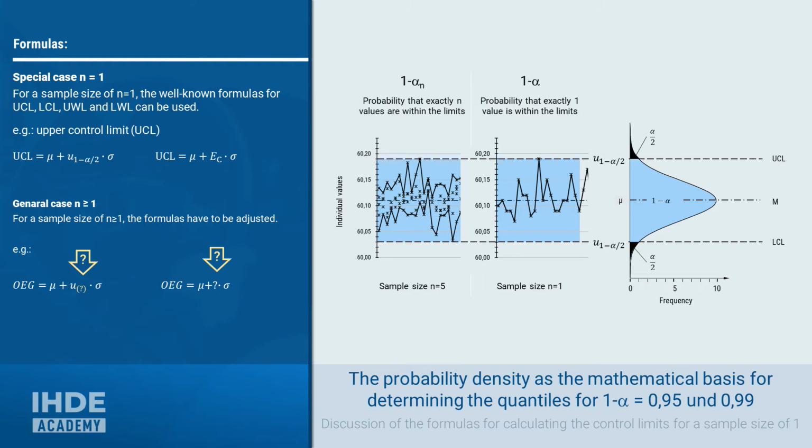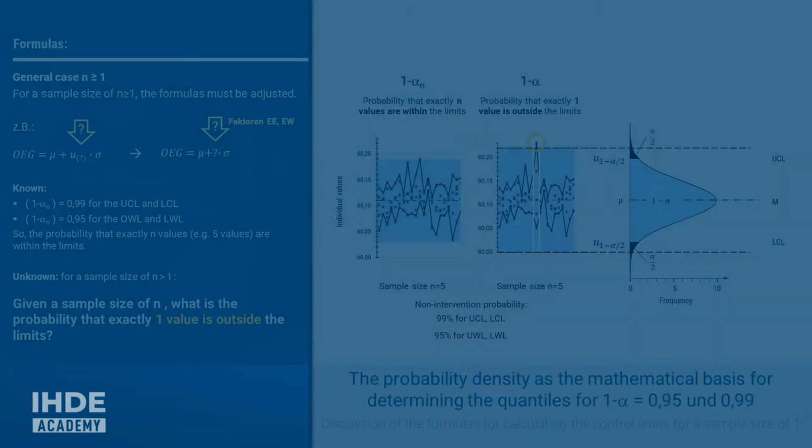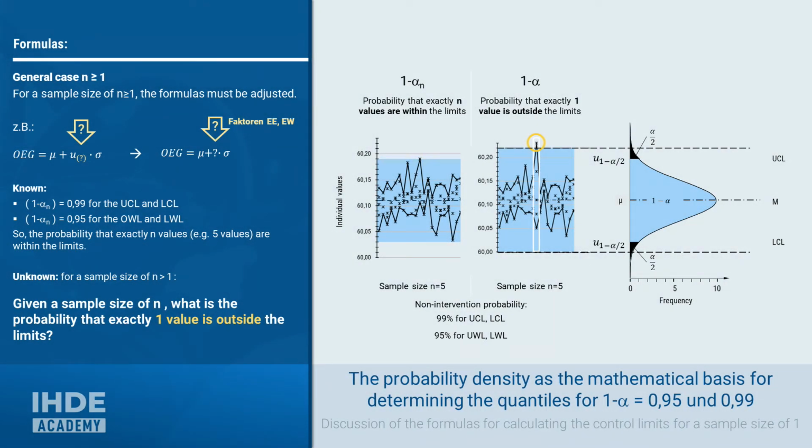However, the question arises as to how large the quantile U or the factor EC is. These depend on the sample size itself if the non-interference probability is fixed. To make it a bit clearer, where the non-interference probability is found in the formula. The expression 1 minus alpha n given on the left in brackets stands for the non-interference probability. For example, 99 or 95%. The small n in alpha stands for any sample size.